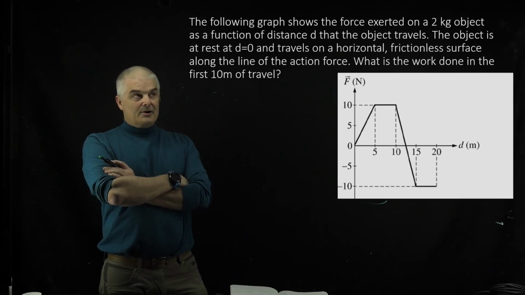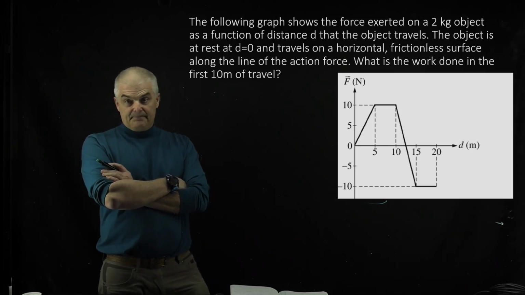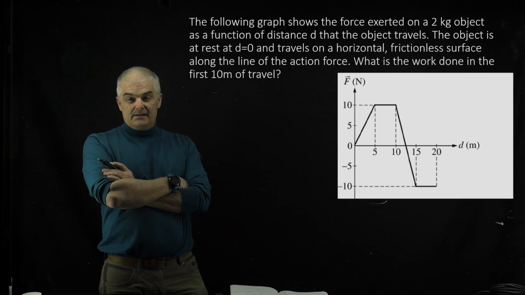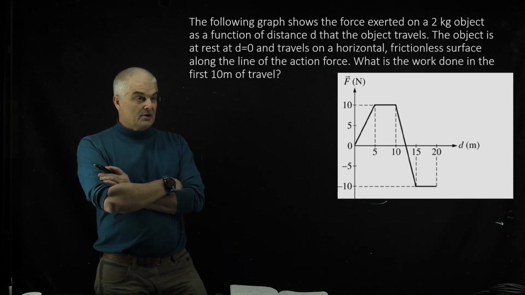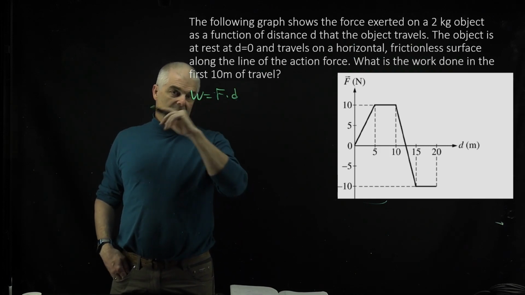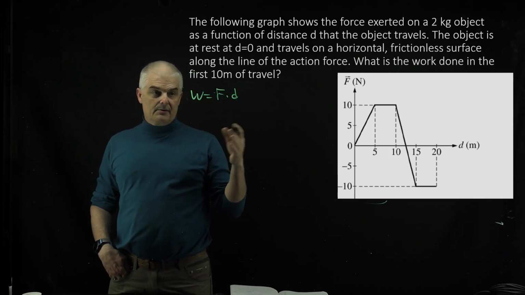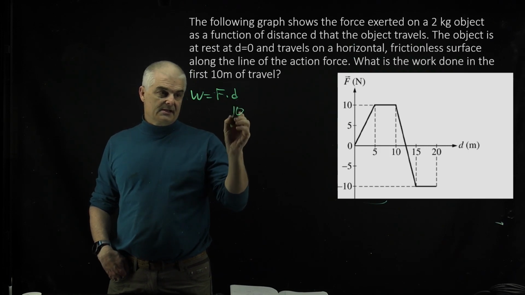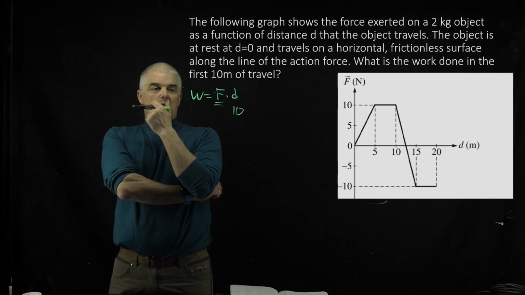Now, these graphing questions can be tricky. The question it's asking is, what is the work done for the first 10 meters of travel? When we talk about work, as you know, work is force times distance. And obviously, between 0 and 10 seconds, the distance is 10. But what about the force?